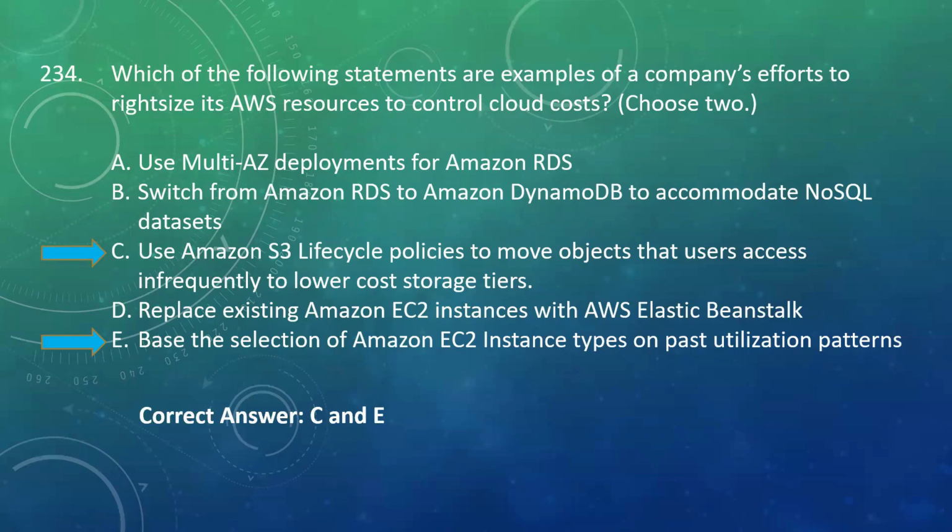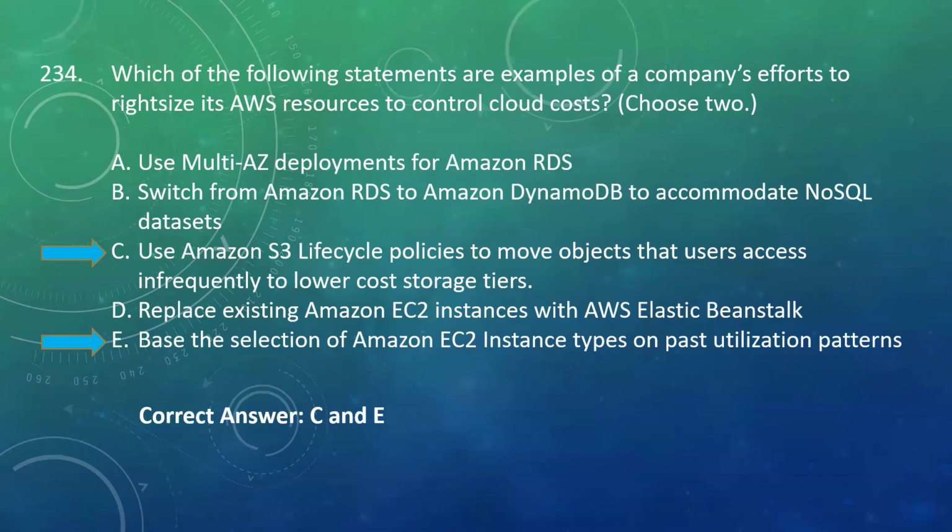Let's now see why other options are incorrect. The first option, which is multi-AZ deployments, provides high availability and failover support in Amazon RDS, but is more related to ensuring system resilience than directly controlling costs, making it an incorrect choice. Option B is related to choice of database service and not necessarily a right-sizing effort. DynamoDB and RDS cater to different use cases and performance requirements.